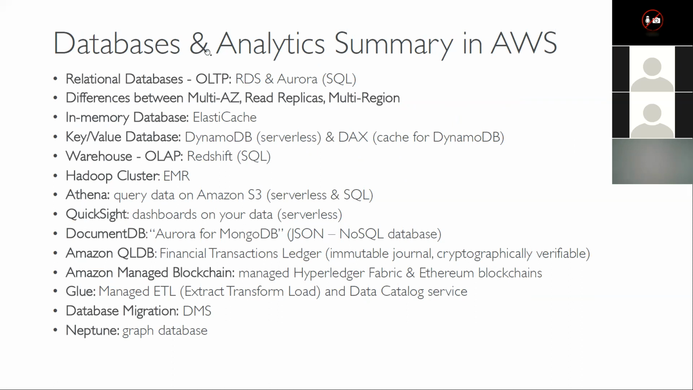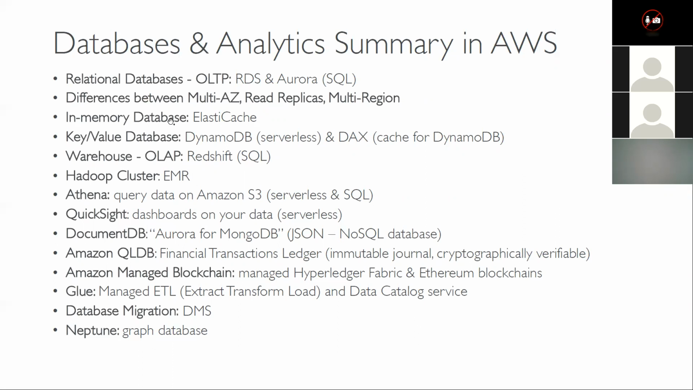Okay. So, databases and analytics summary in AWS. Relational databases are used for online transactions. Ideally, if your application is OLTP, use RDS and Aurora. Then the differences between multi-AZ, read replica, and multi-region. We already discussed that. A read replica creates another instance, another copy, but with read access only. Okay? And it can be hosted in multi-region, multi-AZ.